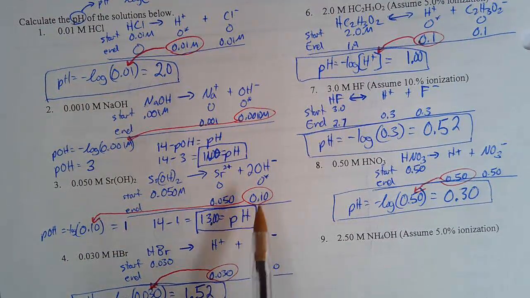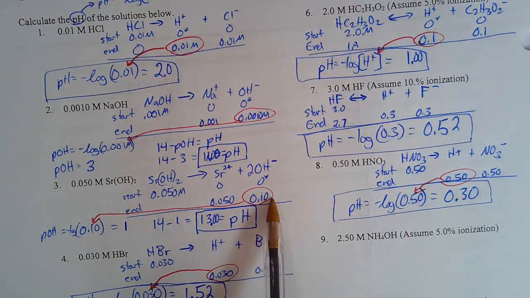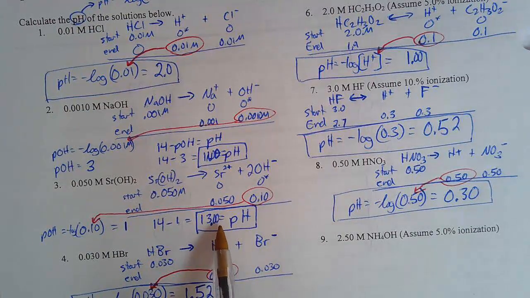Report 2 digits after the decimal point because the concentration had 2 significant figures. So that's how you report the correct number of significant figures for that.